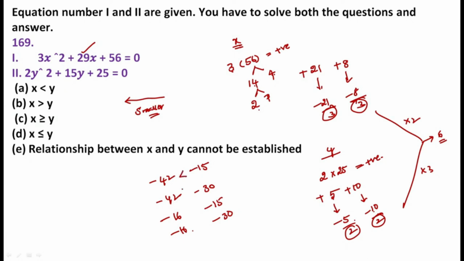Minus 42 is smaller. Why? Because with negative values, see, minus 2 is smaller than minus 1. So minus 42 is smaller than minus 15. Minus 16 is also smaller. The relation is x less than y.